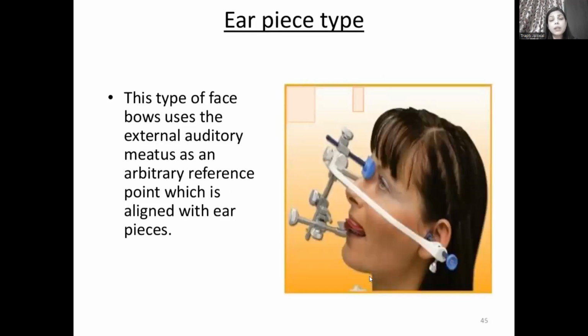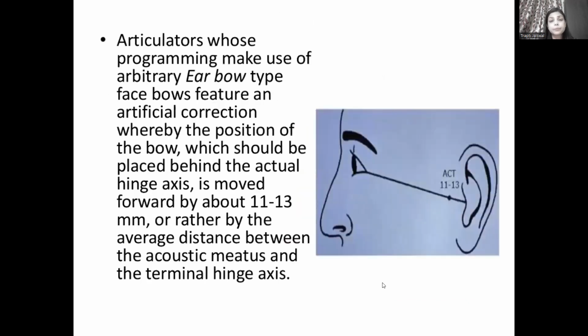The earpiece type is also an arbitrary type of facebow, and in this type the external auditory meatus is used as an arbitrary reference point, which is aligned with the earpieces. These are the earpieces, and most facebows use them as the posterior reference points, inserting them into the external auditory meatus. Also, it is an easy procedure to do.